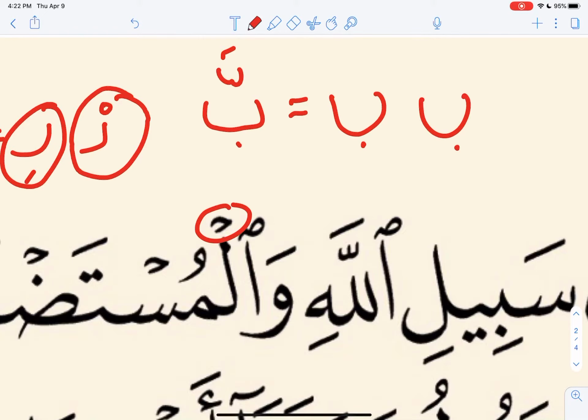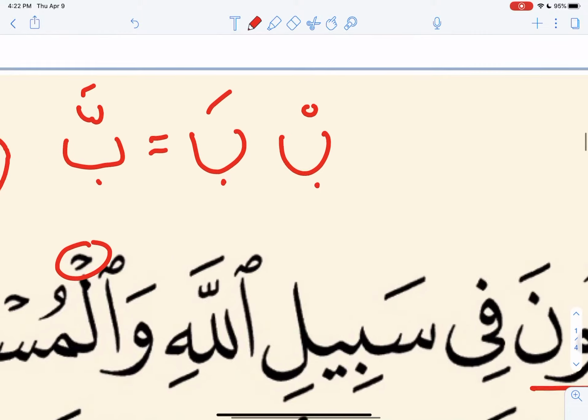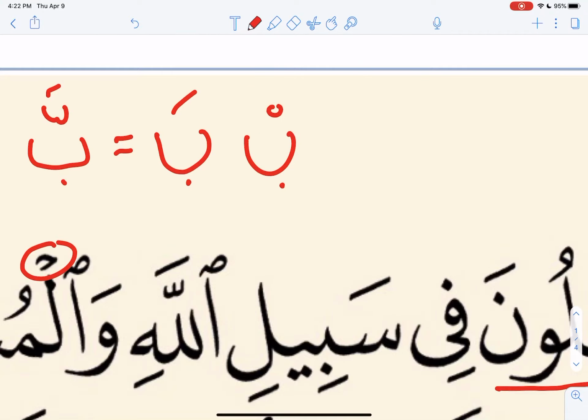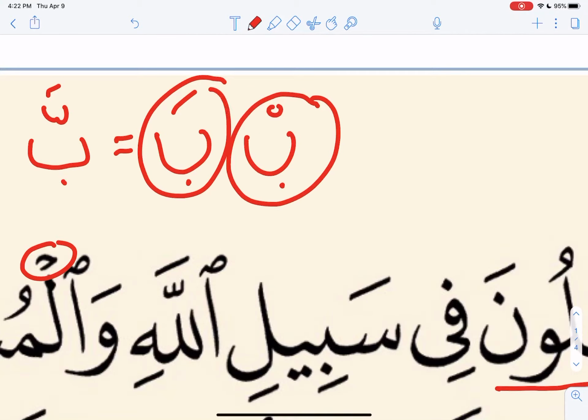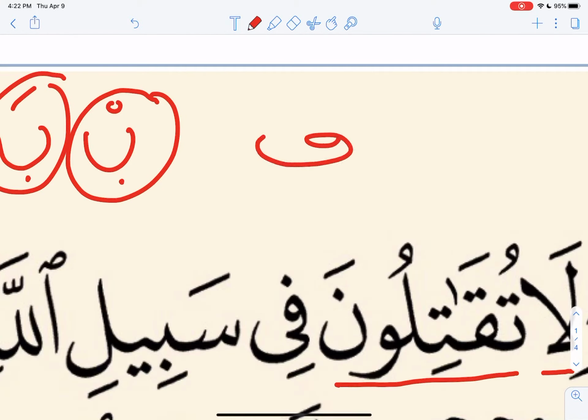The first one is sakin, the second one has a fatha. So we're going to say what? Instead of aba, we're going to say abba. And that same goes for any shadda.